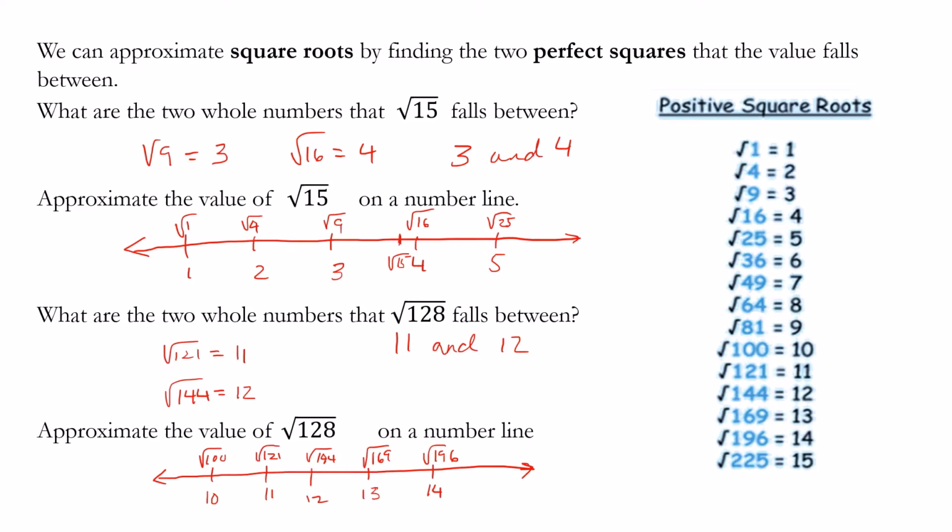Now I know that 128 is closer to 121 than it is to 144. I'm going to say it is somewhere in the middle, but much closer to the 121 than the 144. So I'm going to put the square root of 128 right about right there. So that's the square root of 128.